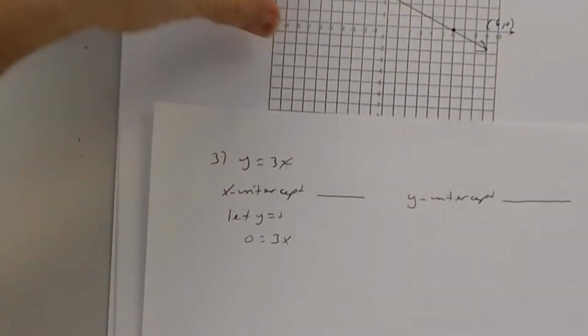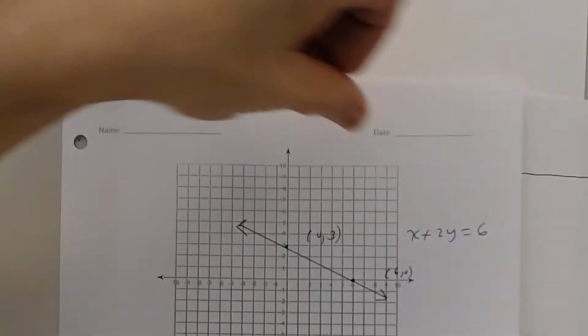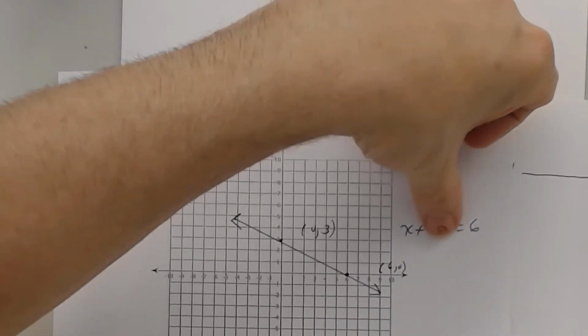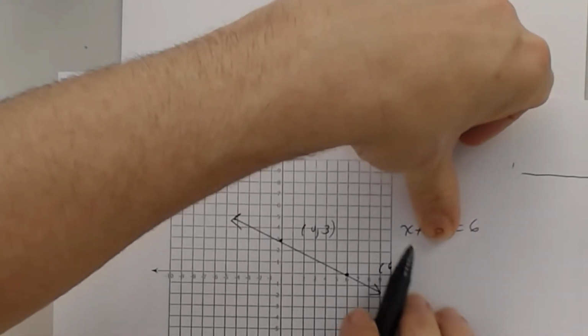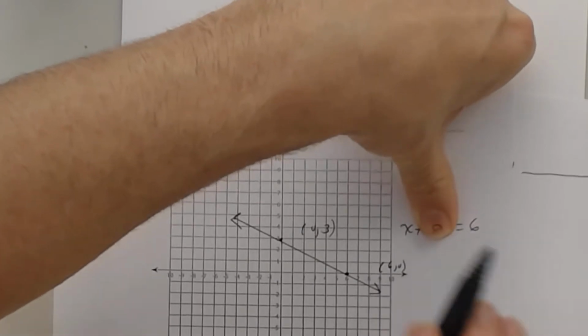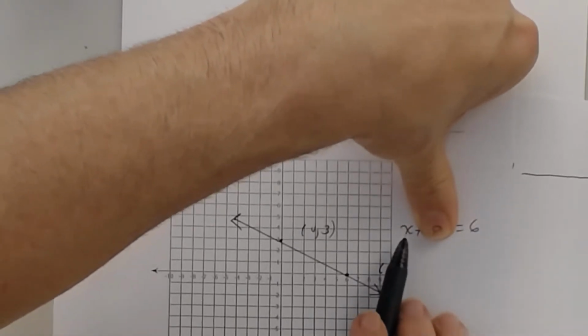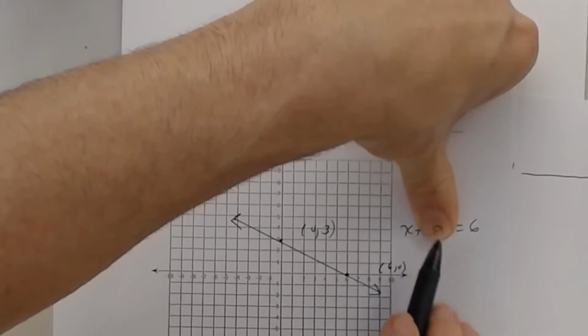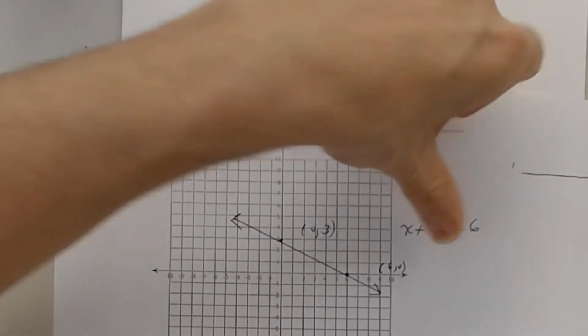So we did the others. If you recall, when I found the x-intercept, I let y be 0. So I covered up, and really all you saw was x equals 6. That was kind of easy to deal with. But it was x equals 6 because x plus 0 is still what? X.